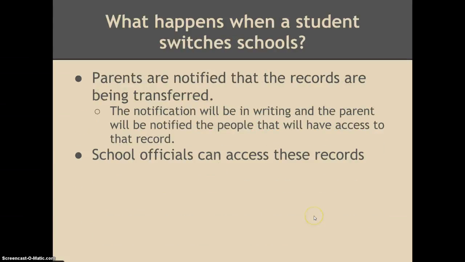What happens when a student switches schools? When a student leaves USD 331, our school will get written permission to release the school records of their child to the next school. The new school officials will be able to access the student records after the parent has signed a written form that says they're allowed to view their child's records.